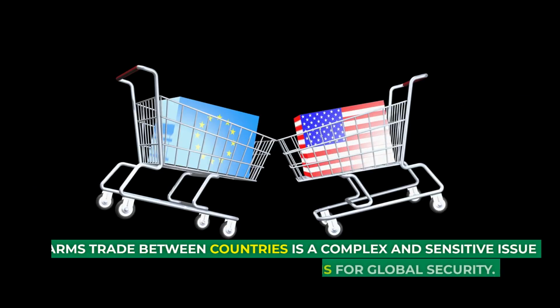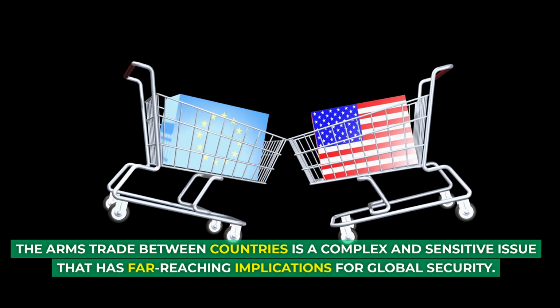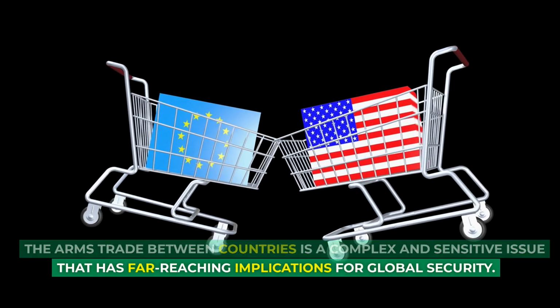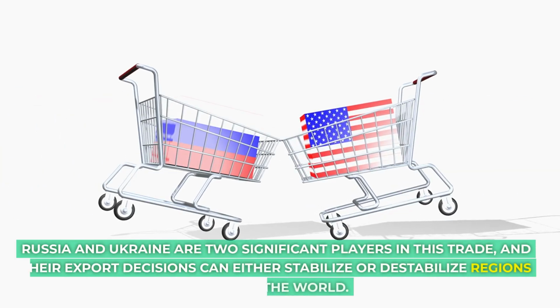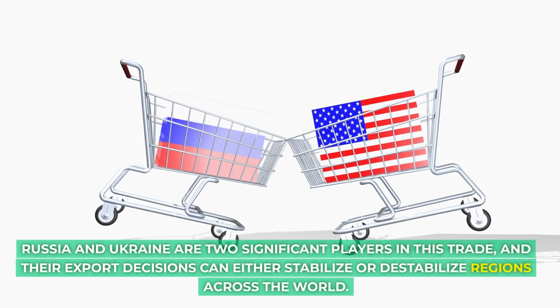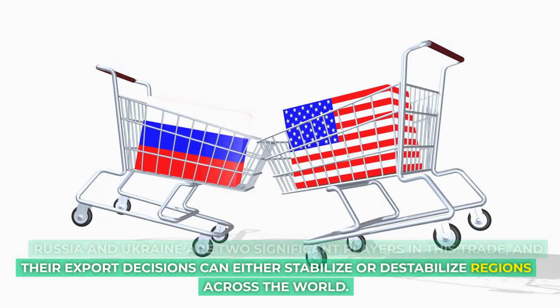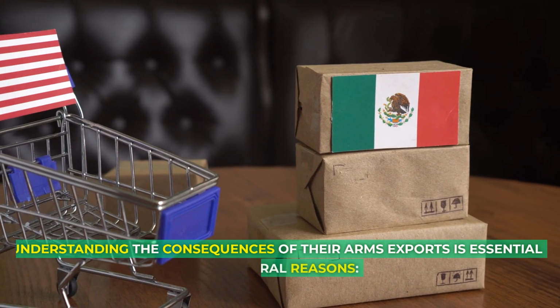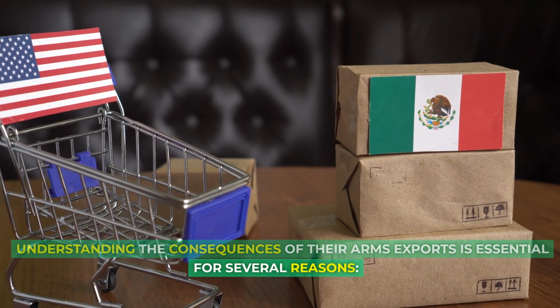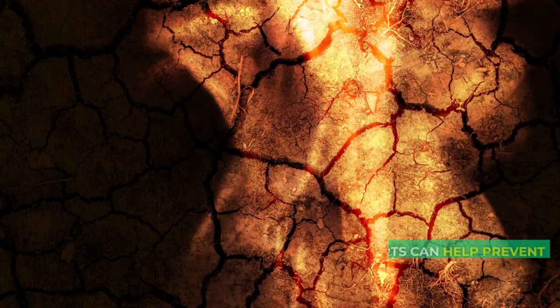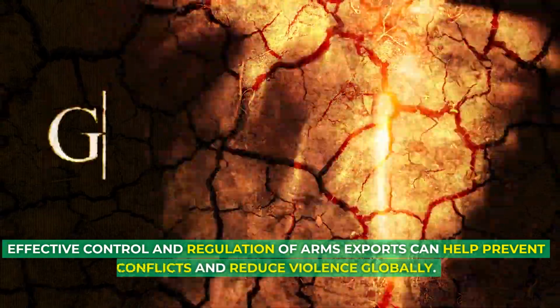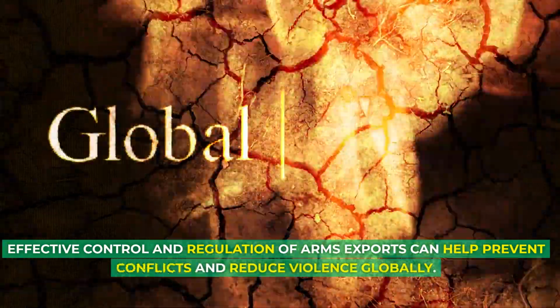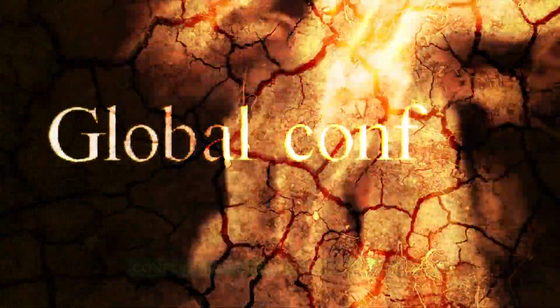The arms trade between countries is a complex and sensitive issue that has far-reaching implications for global security. Russia and Ukraine are two significant players in this trade, and their export decisions can either stabilize or destabilize regions across the world. Understanding the consequences of their arms exports is essential for several reasons. Effective control and regulation of arms exports can help prevent conflicts and reduce violence globally.